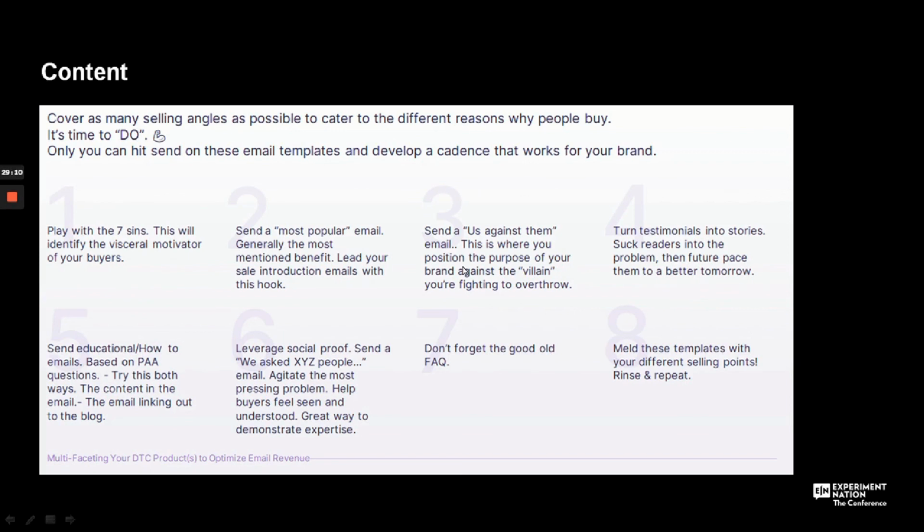And this is not just for one in-house marketer, but even somebody who's working in an agency.